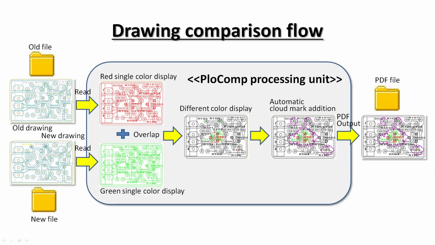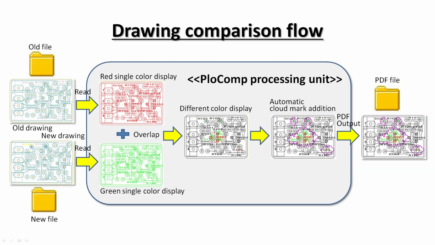Next, I will explain the flow of drawing comparison. First, prepare the old and new drawing files. These files can be in a number of formats that PloComp can read, including PDF, HBGL, DXF, DWG, and TIFF. Load the old and new files with PloComp.